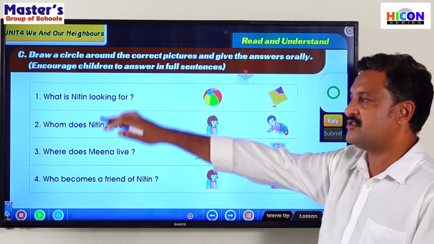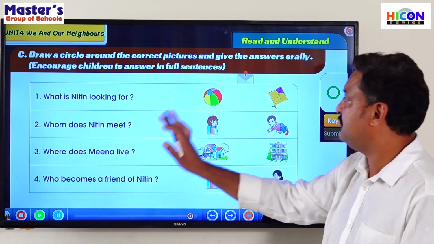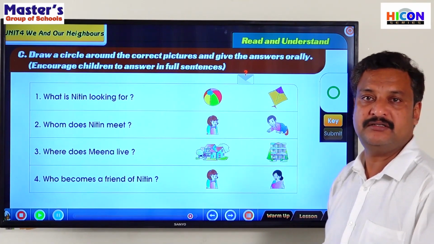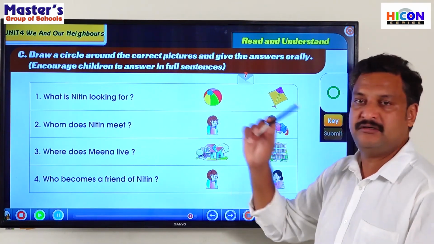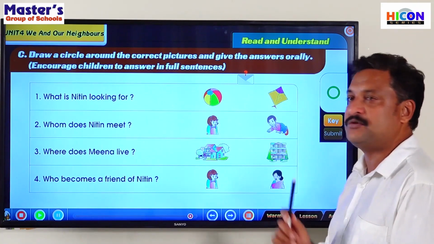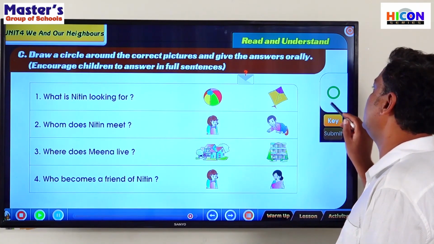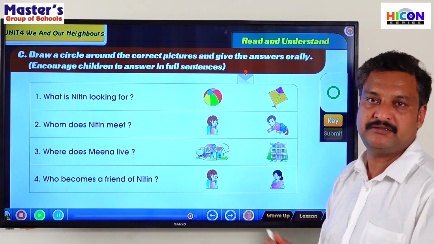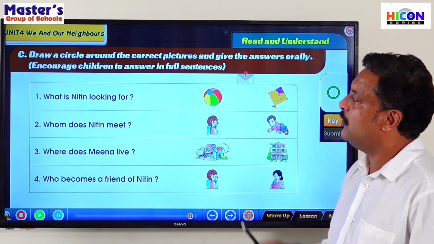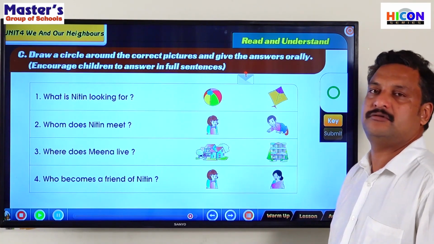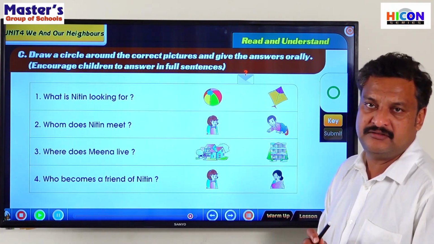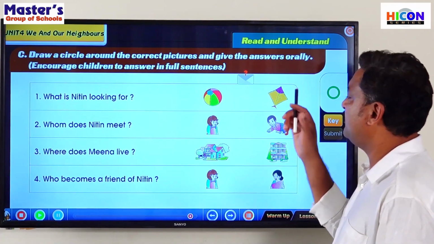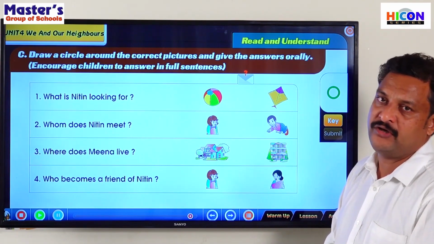So we have got 4 sentences here. Based on that, we have got 2 sets of images. This is one set, this is the second set, right? And based on the question, we need to identify the correct option and we need to drag this circle which is given over here over the correct option, right? Now, the first question is, what is Nitin looking for? So what was Nitin playing with and what was he looking for? Was he looking for a ball or was he looking for a kite? What was he looking for?